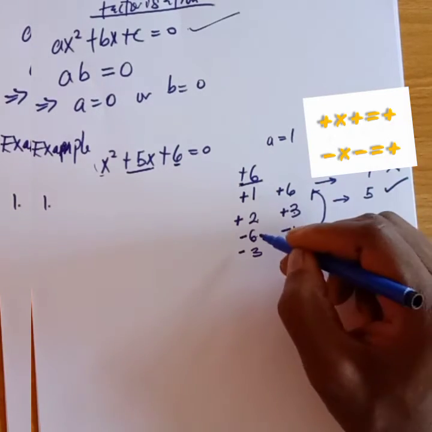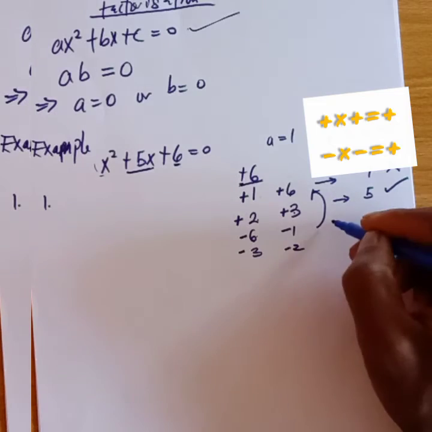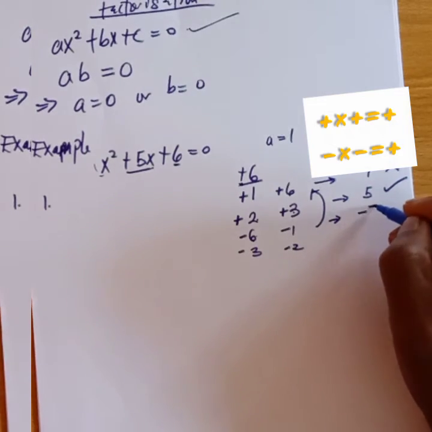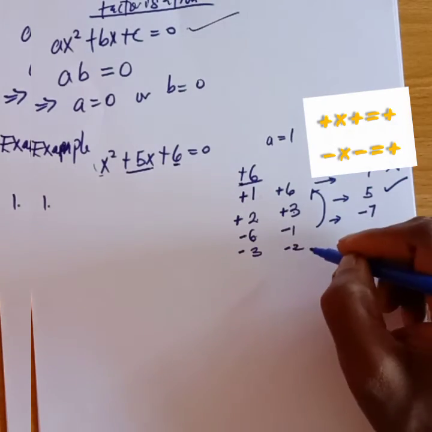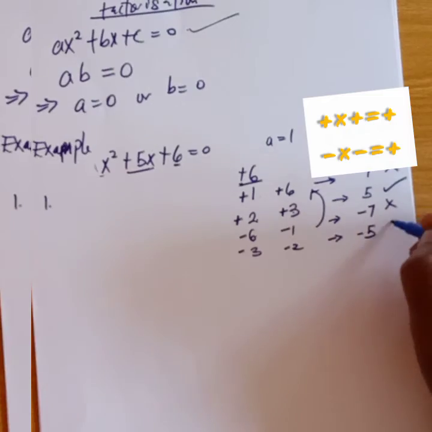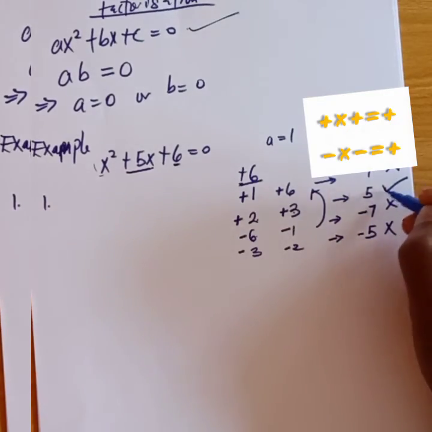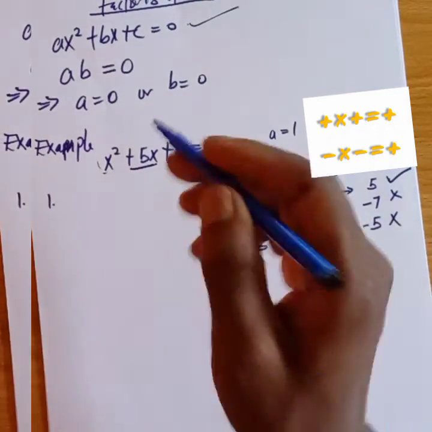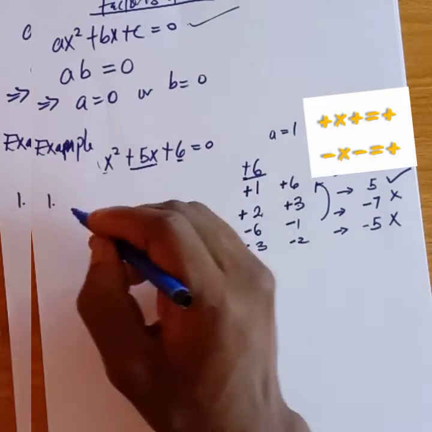But let's try another one. Minus 6 plus minus 1, that's going to be minus 7. And minus 3 plus minus 2, it will be what? Minus 5. So this and this would not work. It's only this that would work. So let's go ahead and solve this.